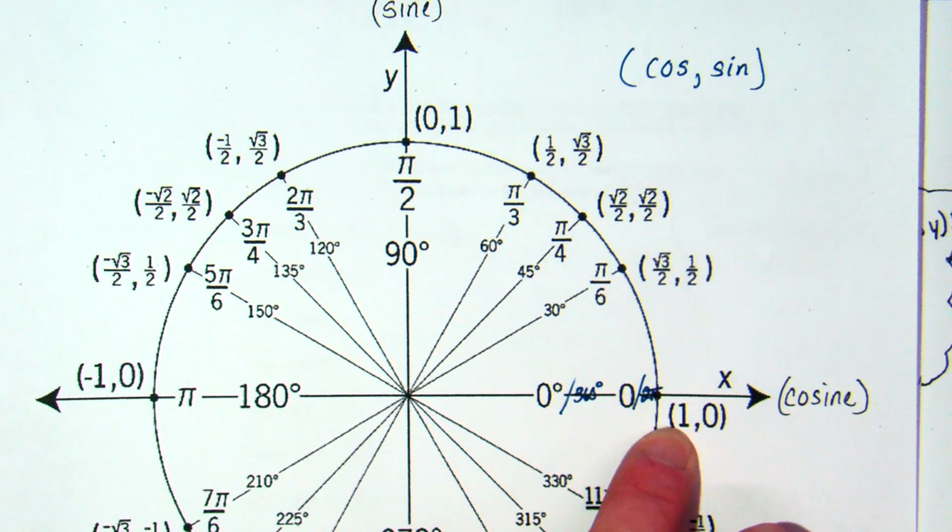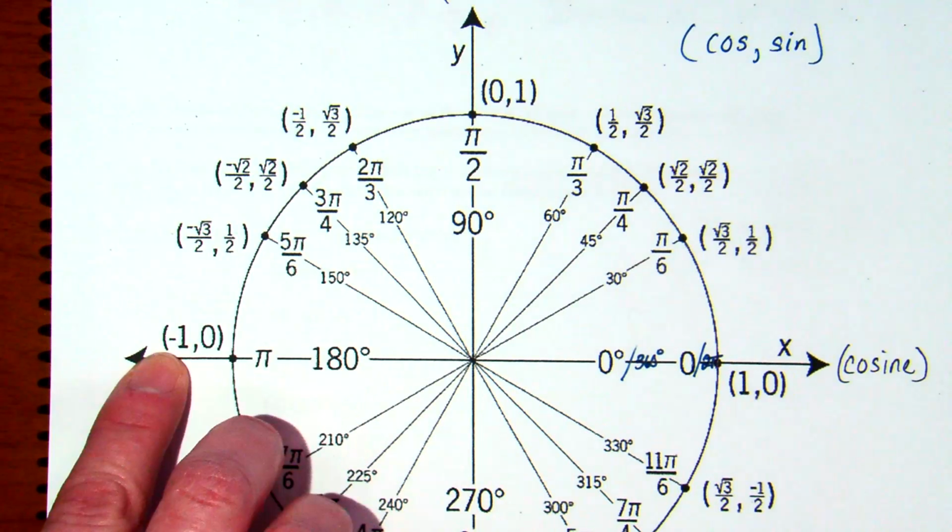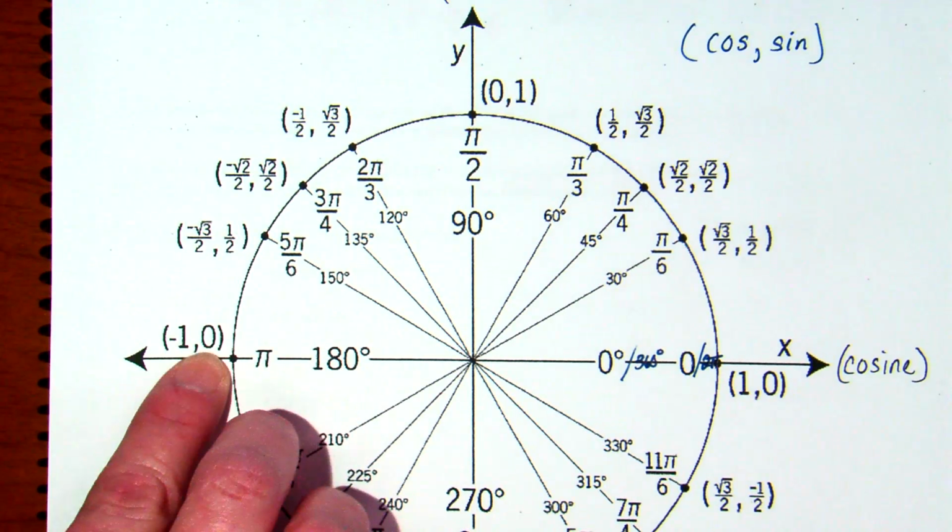And notice, there's ordered pairs all the way around the unit circle, yes? Over here at 180, the cosine of 180 is negative 1. The sine of 180 is 0.